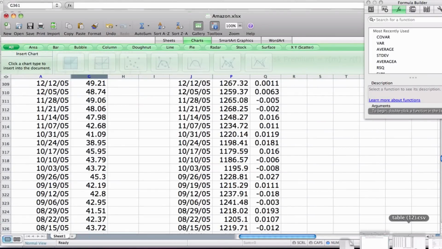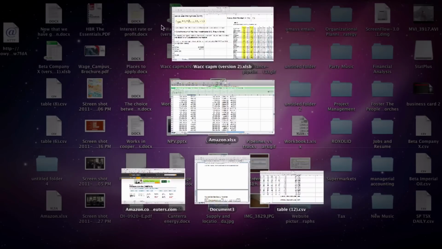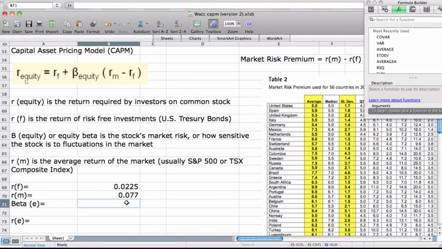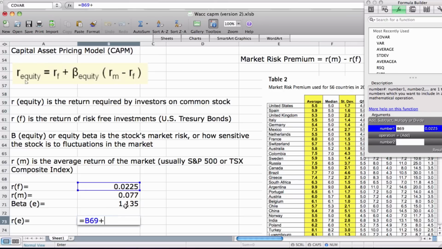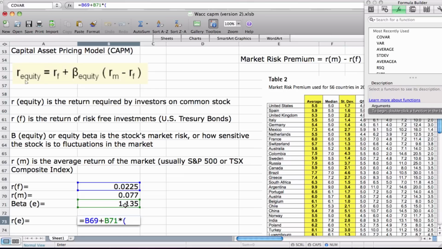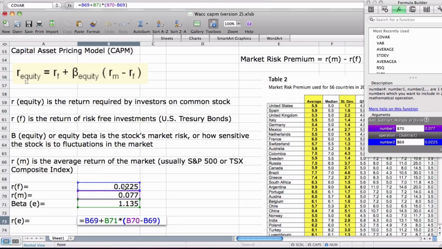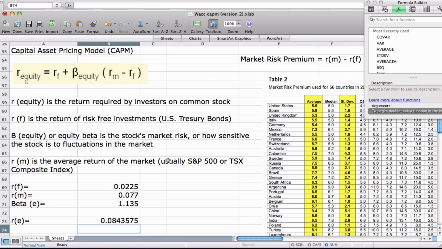So now we'll go back to our formula here. And we have a beta of 1.135. And now we just have to input our numbers, which is the risk-free rate plus the beta equity times the market risk premium, or the return of the market minus the risk-free rate. And that gives us a return required by investors of 8.4%.